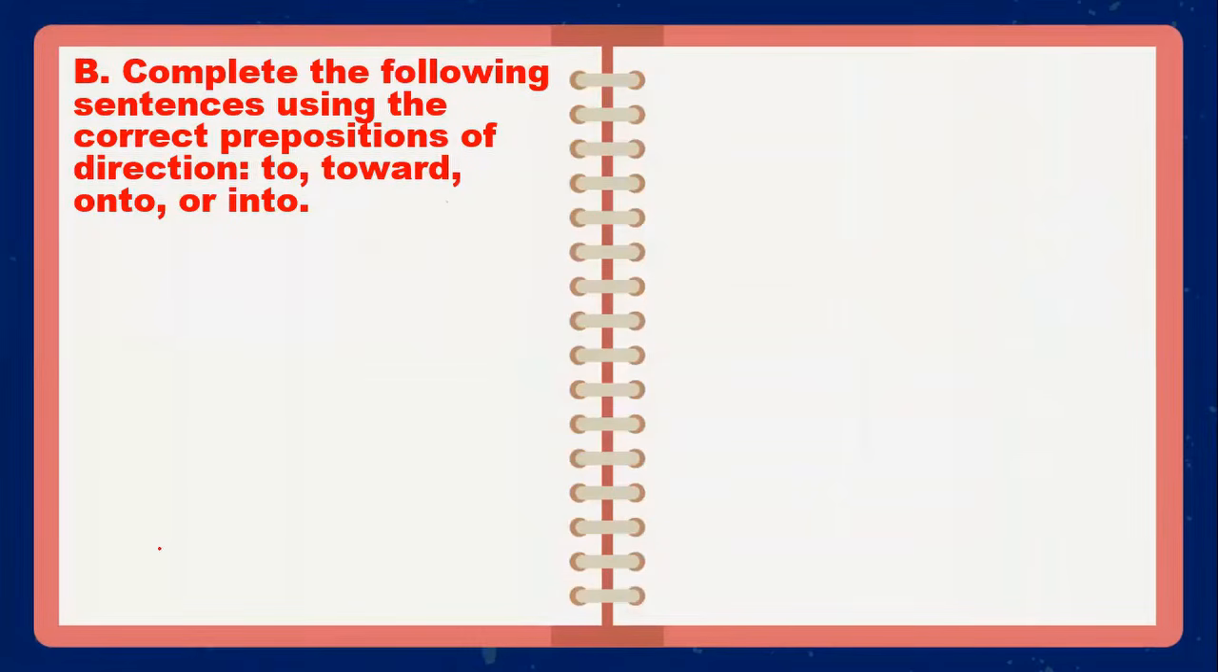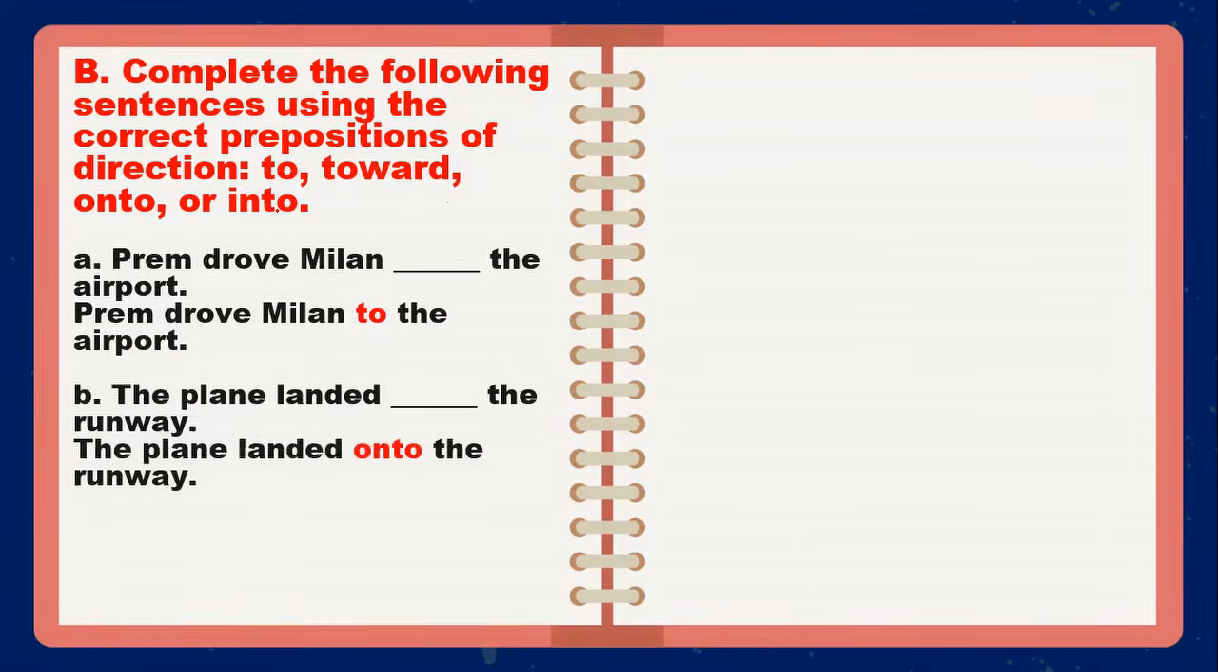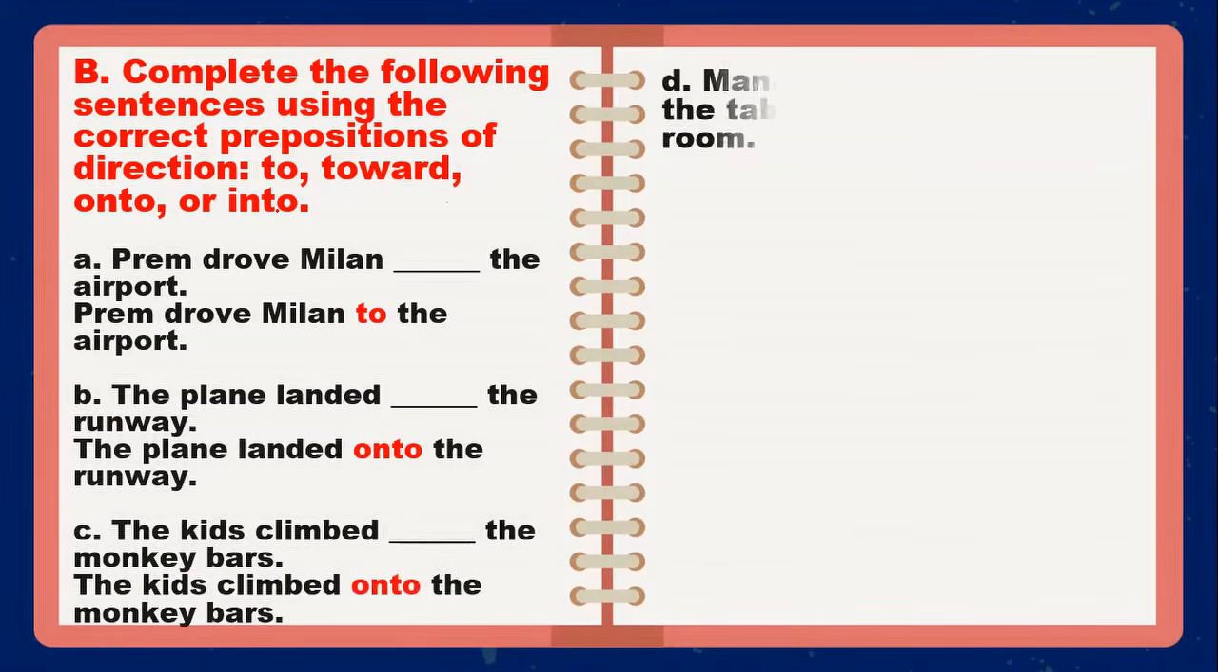Complete the following sentences using the correct prepositions of direction: to, towards, onto, or into. To means going toward something and reaching it, towards means while heading there, onto means onto something with motion, into means inside something with motion. All right, so Prem drove Milan to where? To the airport. The plane landed, landing on the runway, so onto. The kids climbed the monkey bar, a play structure, so again you have onto.